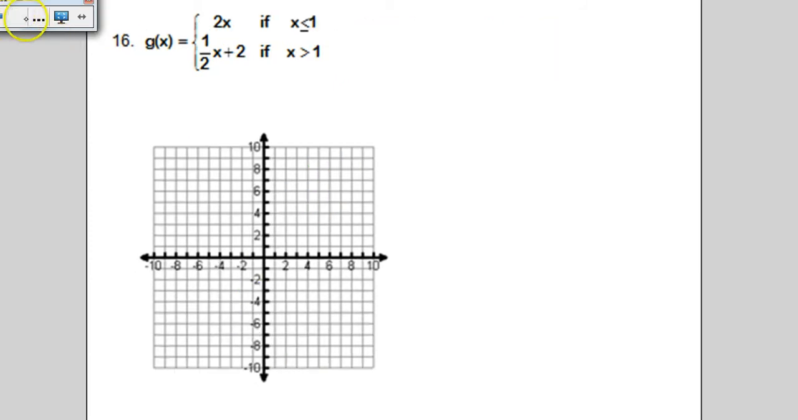Okay, our next function. Same idea, except this time our boundary line is at 1. So, oh geez, let's erase that. Okay, top function is over here.